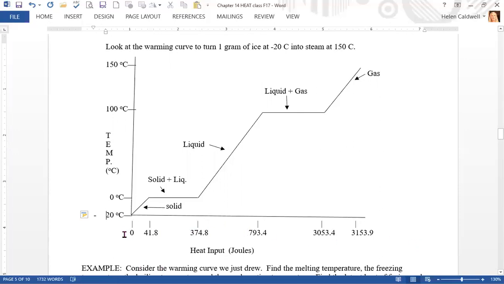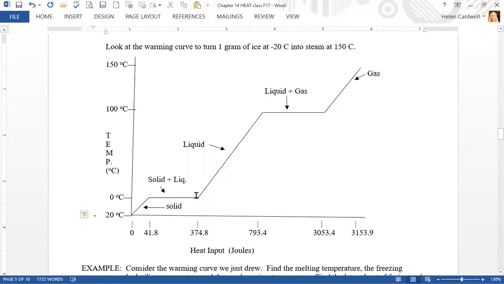So you'll notice this graph has an interesting shape. It has an inclined region and then a plateau, a horizontal part. It has an inclined region and then a second plateau or horizontal part. And then it has a third inclined region. So the inclined regions represent a single phase. On this one, because we're starting out cold and getting hot, we start out with a solid and end with a gas. The first incline is the solid region.